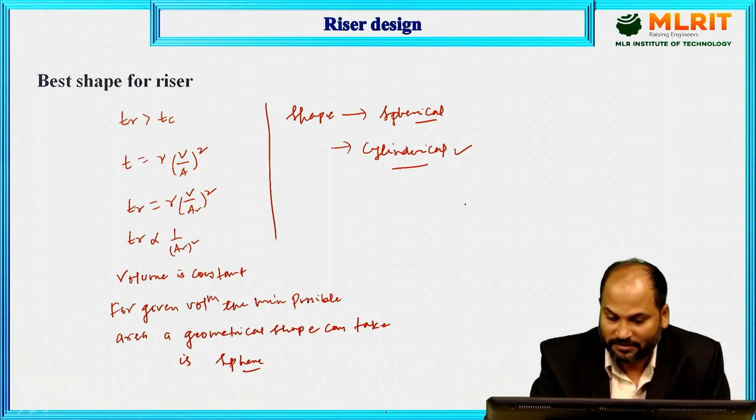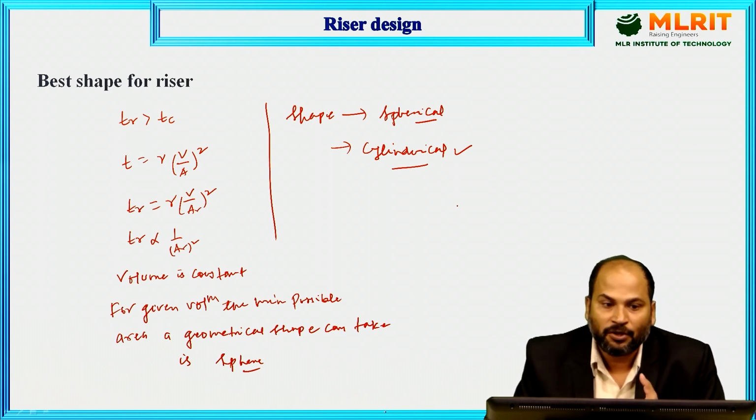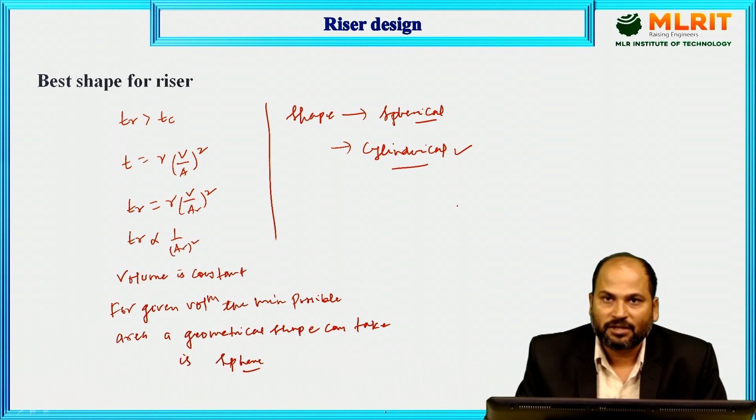It may be placed on the top of the casting, or it may be placed on the side of the casting. So we come to the conclusion after this mathematical analysis that the riser shape should be cylindrical. Now where will it be placed? It may be placed on the top of the casting or on the side of the casting. Depending upon that, we will find out what should be the optimum size of the riser.